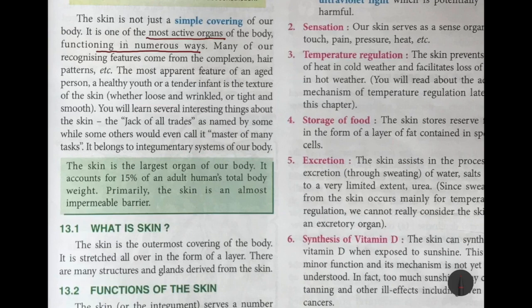Okay, and remember children, it belongs to the integumentary system of our body. And another thing you must remember, the skin is the largest organ of our body, most active organ of the body, largest organ of the body. It accounts for 15% of an adult human's total weight. So 15% of your weight is your skin. Okay, and you know the skin is an almost impermeable barrier. Impermeable means it does not allow anything to enter. Even the smallest of bacteria and viruses cannot enter through the skin.